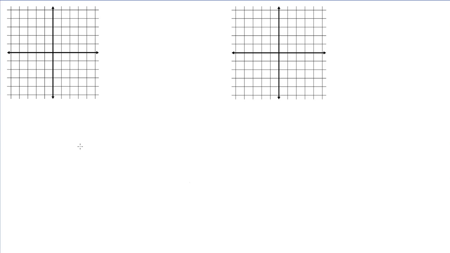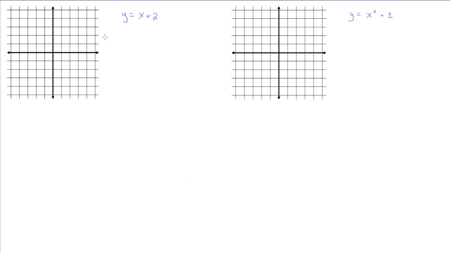Okay, so I'm going to try to show you the difference between a linear equation and a nonlinear equation. And I'm going to show you how they look both as a function table and as a graph. All right, so let's say I gave you this equation: y is equal to x plus 2. And then we'll also say that we have the equation y is equal to x squared plus 1.